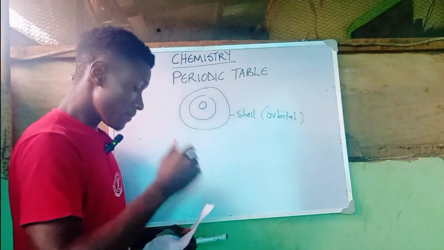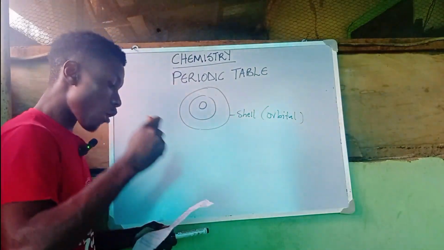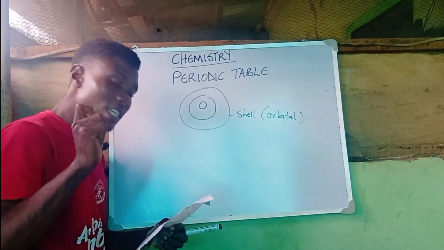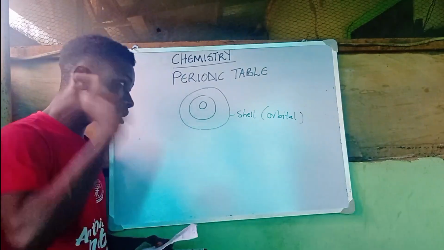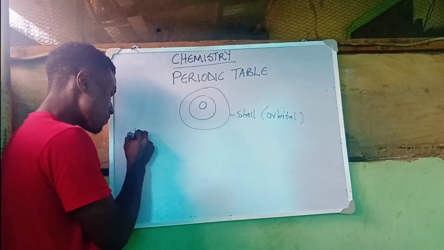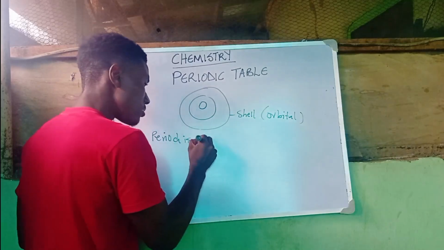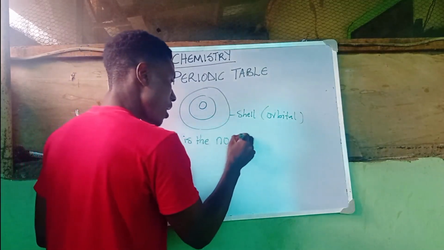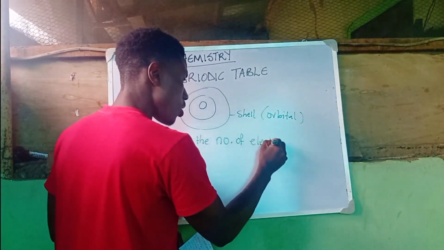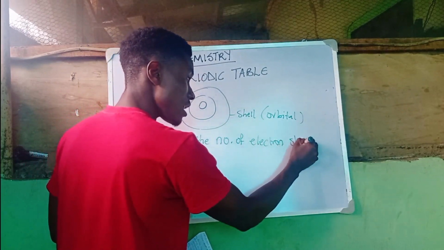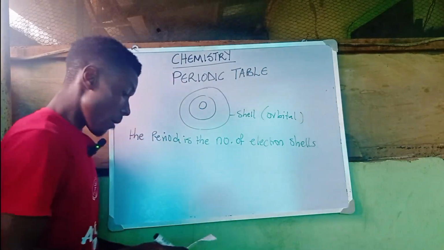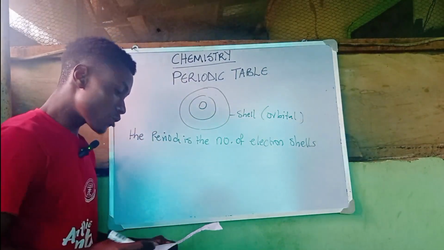It is very important that you understand all of this. We say the period is a number of electron shells. I'm going to be giving you an example of this very soon. The period is the number of electron shells.